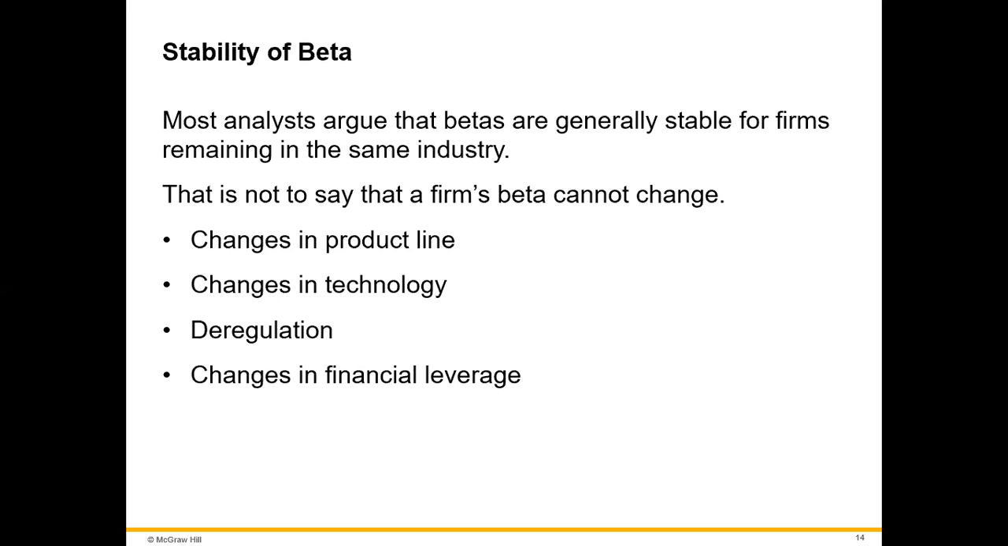So if you have 2 or 3 different industries within your firm, it could be hard to estimate your beta. But if you're just an airline, you can estimate your beta, but you have to be careful because it may change if you change a product line, you change your technology, there's deregulation, or there's changes in what we say financial leverage. So we're not saying it's always going to stay stable, especially if you don't operate in the same industry. But if you do, chances are it may, unless you have a major change in one of these areas.